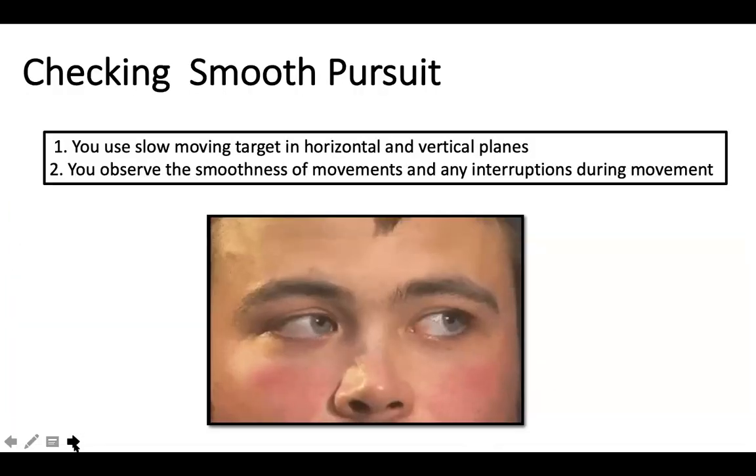And then you need to check for smooth pursuit. You can use a bright color target like a red toy or a red pen or your finger, and slowly you can start from one end of the gaze, like one end of the right gaze, to the other end of the gaze, like the end of the left gaze. You move the target very slowly, and the patient or the child should follow your target slowly, okay, and you should observe the smoothness of the movement without any interruption.